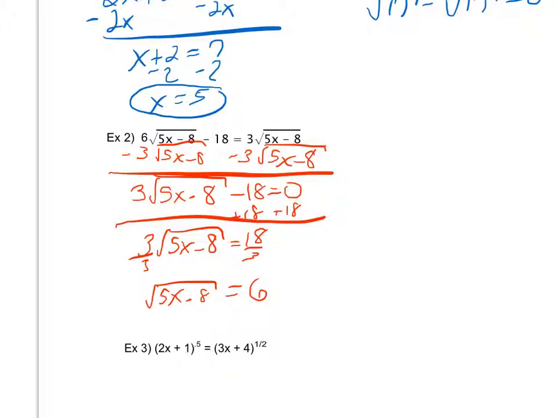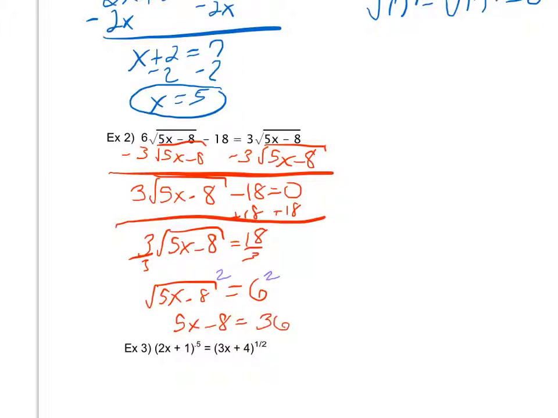From here, now that I have the radical all by itself, I can get rid of the radical by squaring both sides. When I square my left side, the radical and square cancel, giving me 5x minus 8. 6 squared, remember, is 6 times 6, so 36.